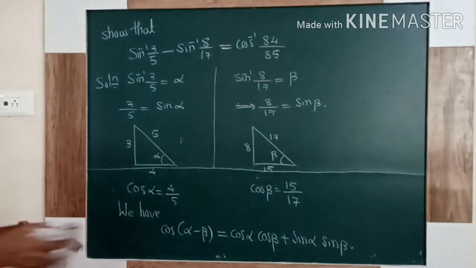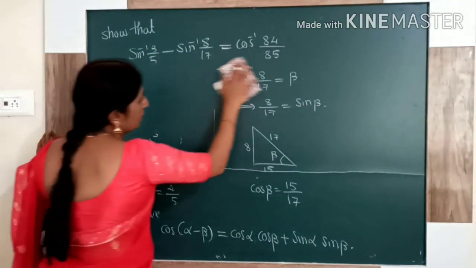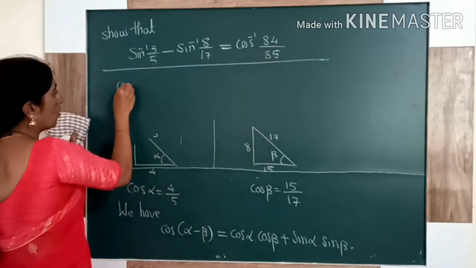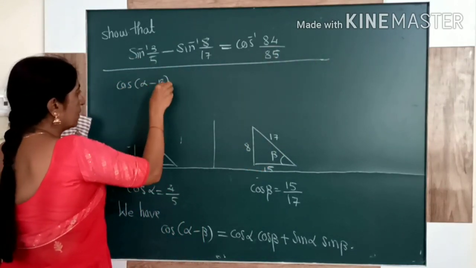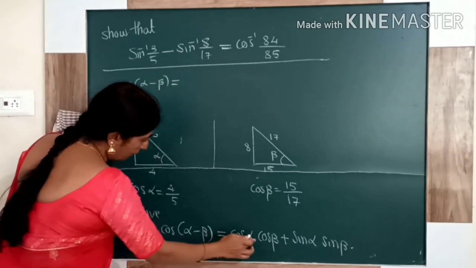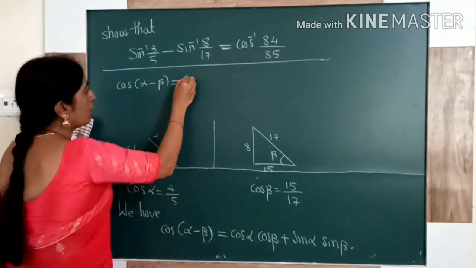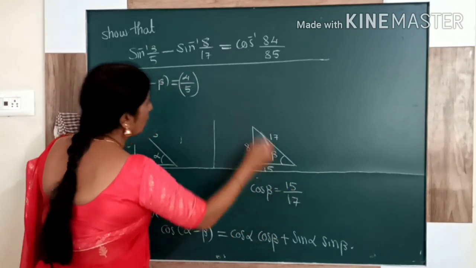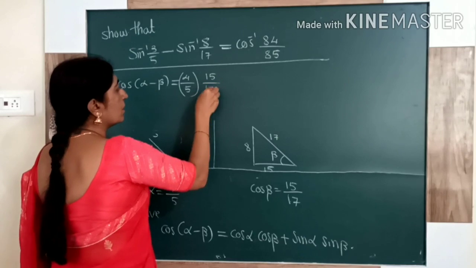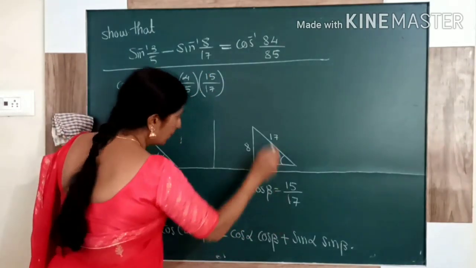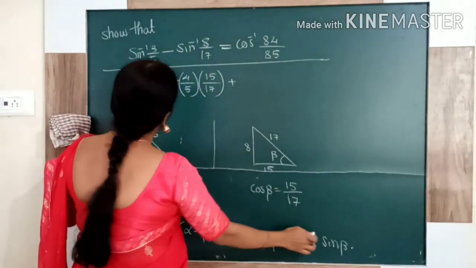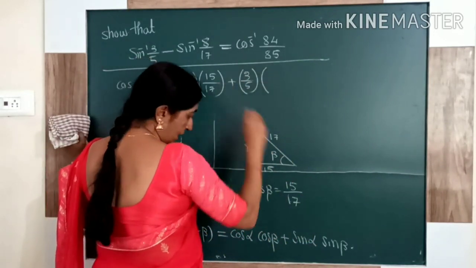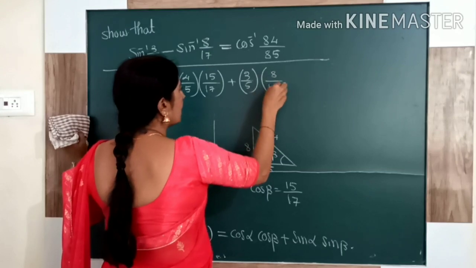After this, substitute the values. So this problem I am keeping as it is. Cos of alpha minus beta. See, what is cos alpha? Cos alpha is 4 by 5. What is cos beta? Cos beta is 15 upon 17. And in the middle we have plus. Sin alpha is 3 by 5. And sin beta is 8 by 17.